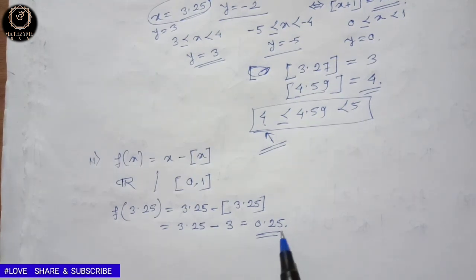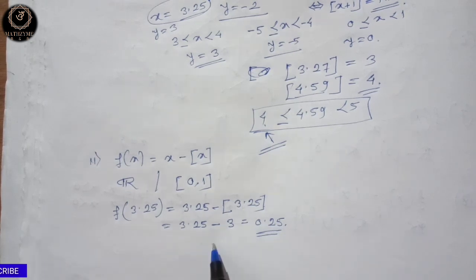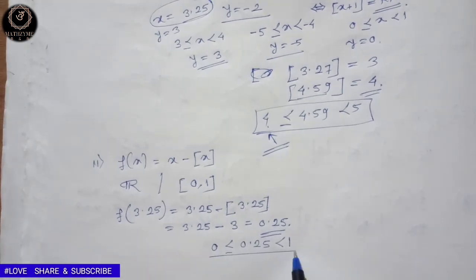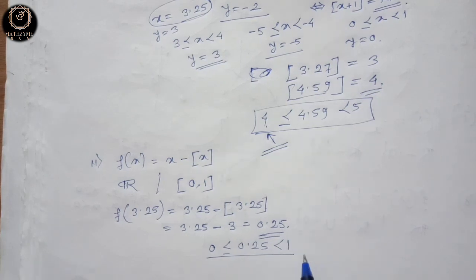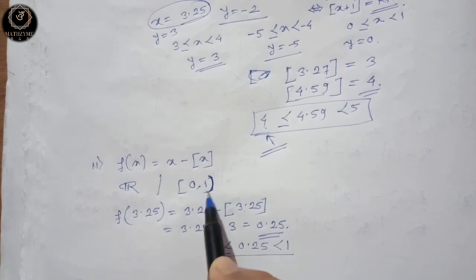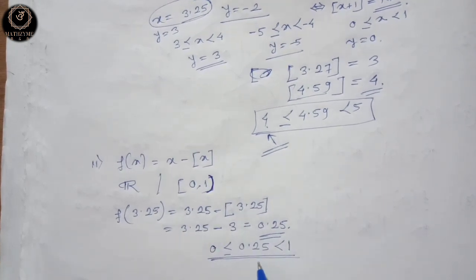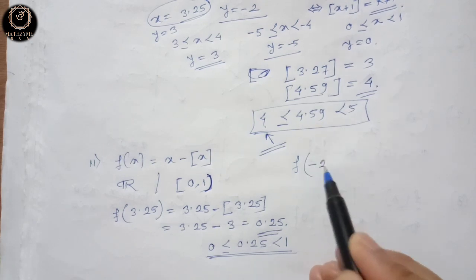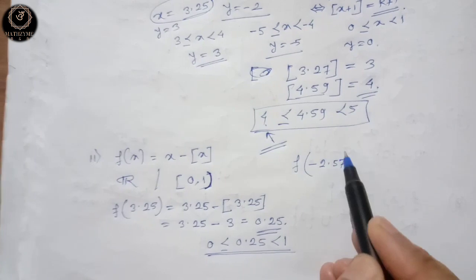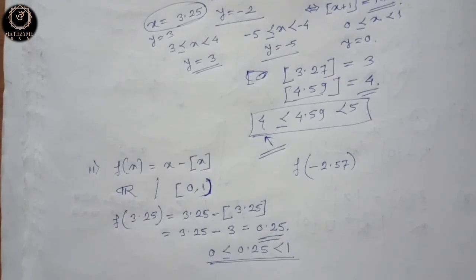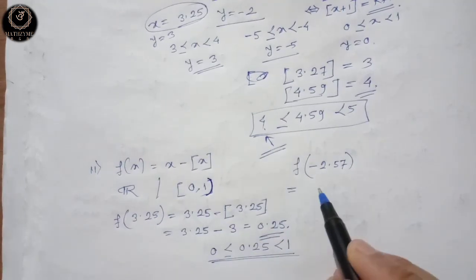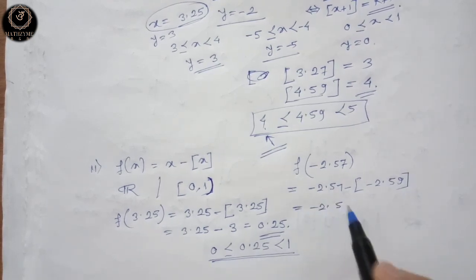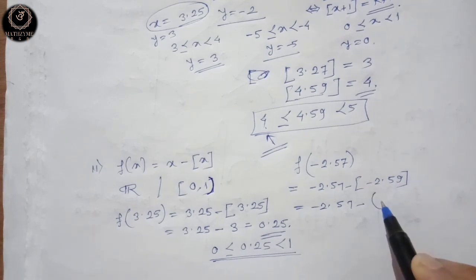Here you see clearly that the value of y is in between 0 and less than 1. So here, this is the first bracket, that is, the open interval. This always happens, because if you take f(−2.57), then following this function, −2.57 minus ⌊−2.57⌋ is equal to −2.57 minus this value, which goes to −2.